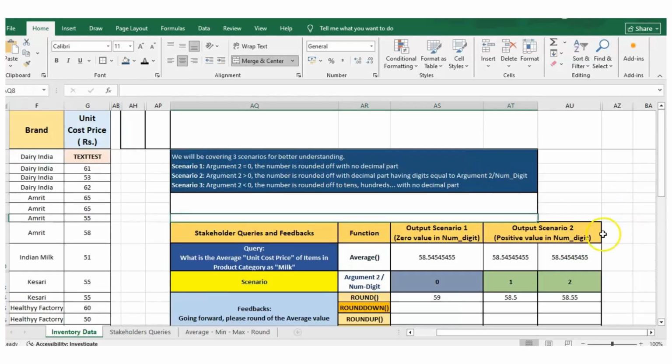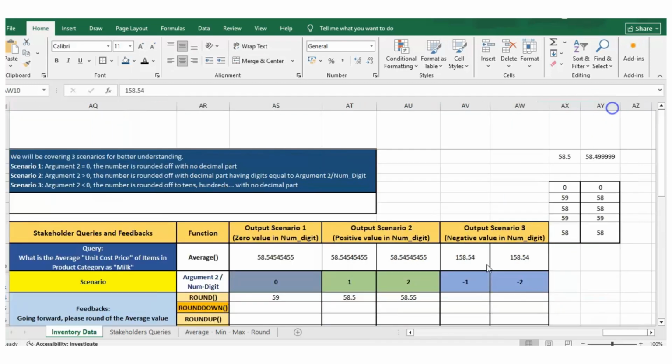In case we are working on the second scenario where we have positive value in argument 2 or num digit, we have covered 2 examples. One with the argument 2 value being 1, and then we have considered a scenario where argument 2 value is 2 for the same input argument 1. To understand the impact, we have also considered scenario 3 where argument 2 is having a negative value assigned to it. For this scenario, I have updated the average value and have kept it as 158.54.